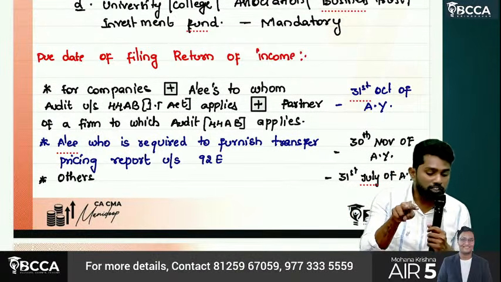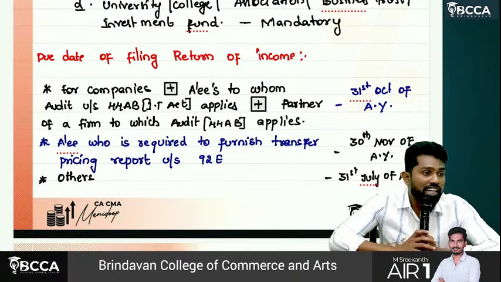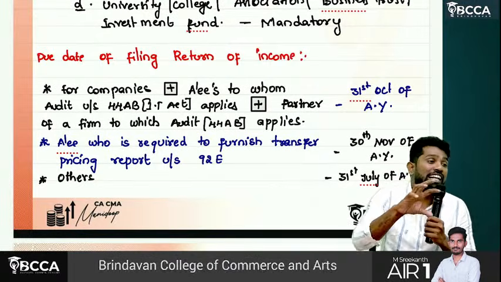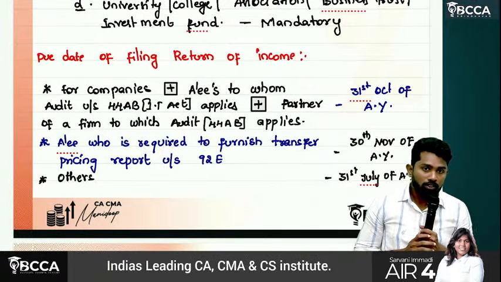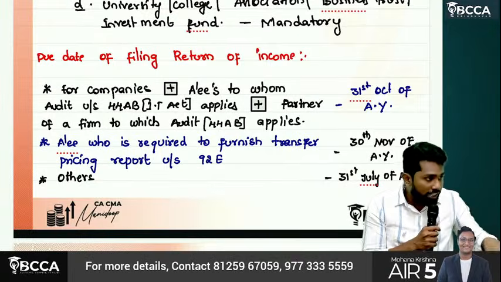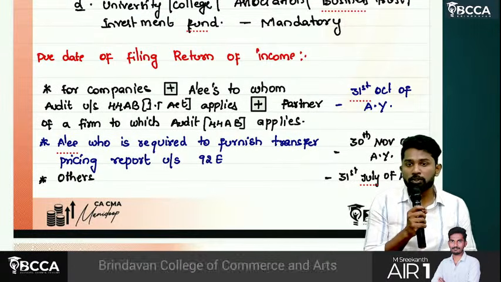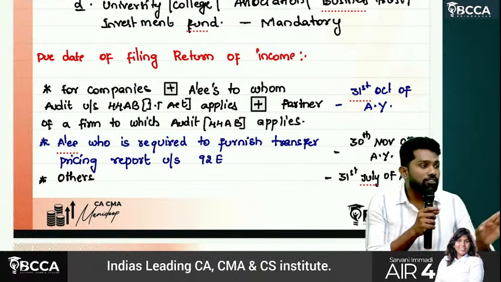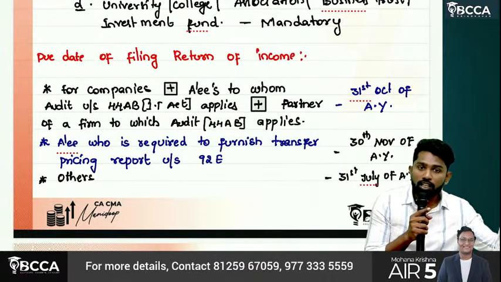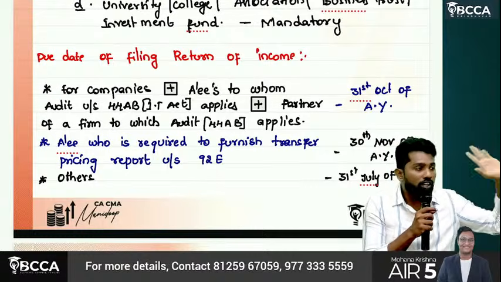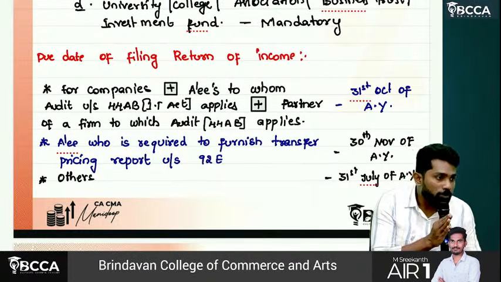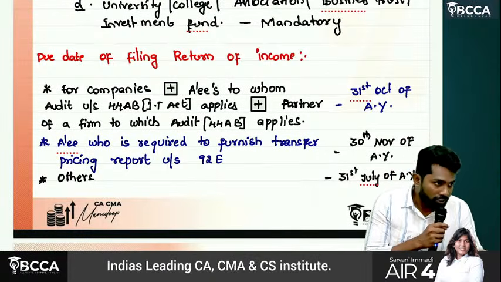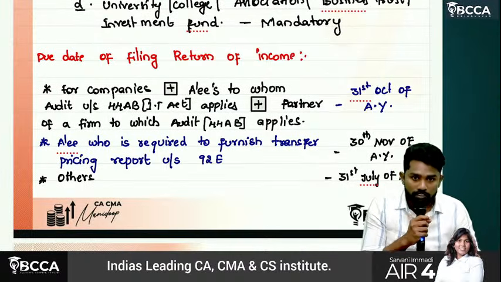If transfer pricing provisions are applicable under section 92E, they have to provide a transfer pricing report also. Okay, TP report. They have to get an audit if transfer pricing provisions are applicable, and they need to provide a TP report, transfer pricing report. Then in such case, their due date is 30th November of the assessment year. In simple, transfer pricing provisions applicable or not? If applicable, 30th November of the assessment year.